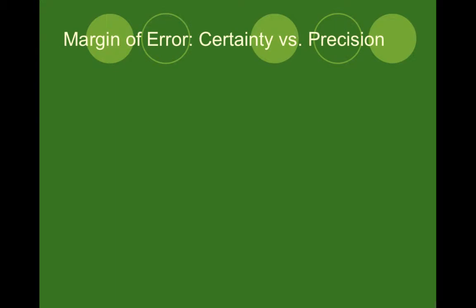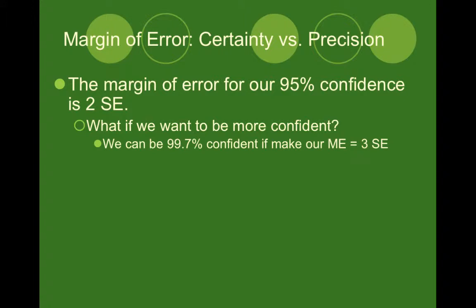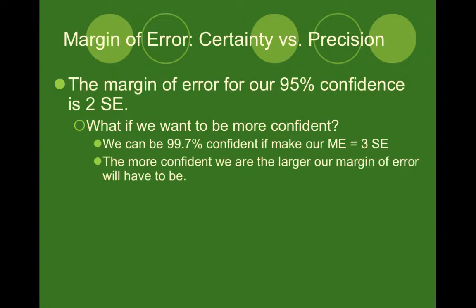Continuing talking about margin of error, we're going to look now at certainty versus precision. Our margin of error for 95% confidence is 2 standard errors. We take our standard error and multiply it by 2. That gives us our margin of error. If we wanted to be more confident, we have to make our margin of error bigger. We could be 99.7% confident if we make our margin of error 3 times the standard error. So now instead of multiplying by 2, we're multiplying by 3. That makes our interval wider in that case. The more confident we are, the larger our margin of error is going to have to be, and therefore the wider our interval will be.